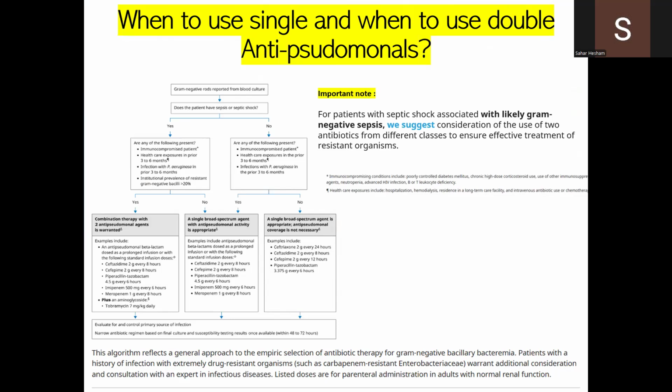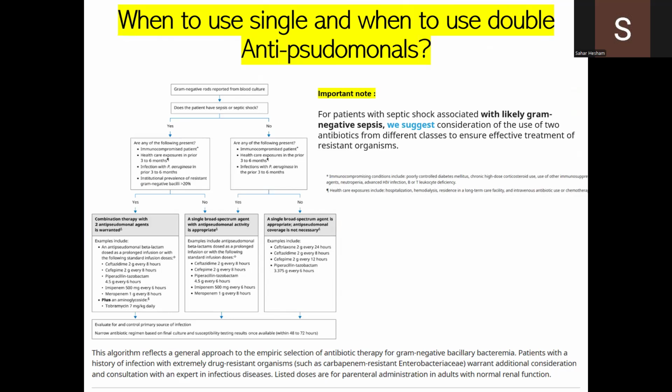But if this patient has sepsis but does not have these risk factors, then we can go for the single antipseudomonal, and we should not give this patient double agents. If this patient does not have any sepsis or septic shock, and also does not have any of these risk factors, then you have a very wide range of options. You can even give a non-pseudomonal beta-lactam, or an agent like ceftriaxone or cefotaxime, because this patient will not have the eligibility criteria to take the very broad antipseudomonal beta-lactam.